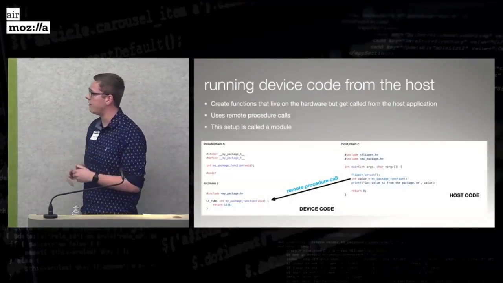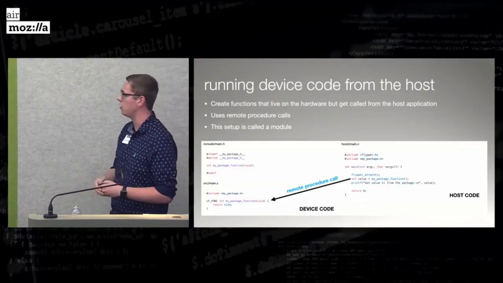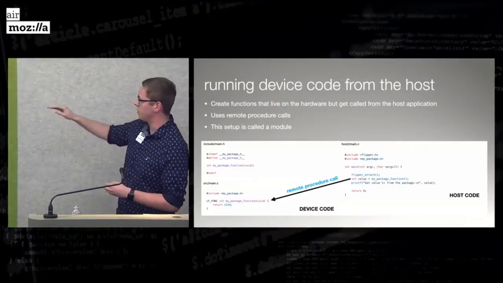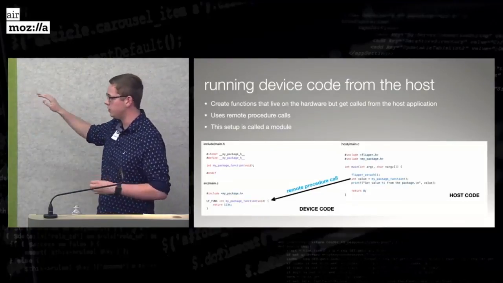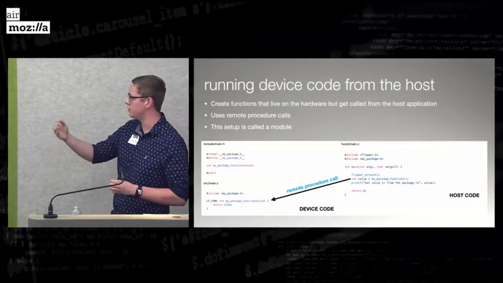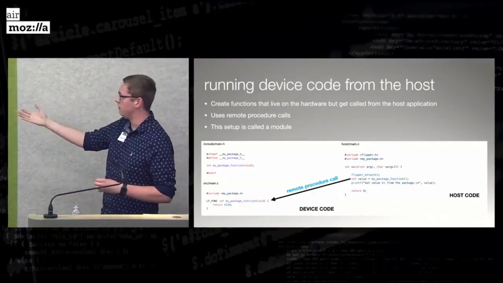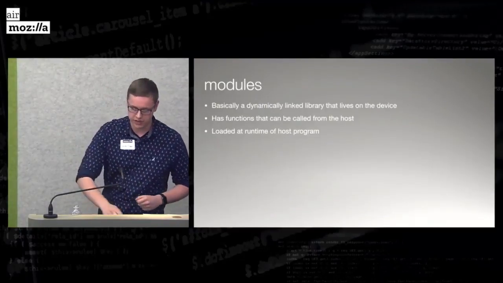And behind the scenes, when you run that function on the host, what's actually happening is our tools are performing a remote procedure call to the function on the device. So when you run this host program and myPackageFunction is run, the host pauses execution. A command is sent to the device to run the device function. The device function runs, returns, and then the host will print the value that it actually got back from executing that function on the device.